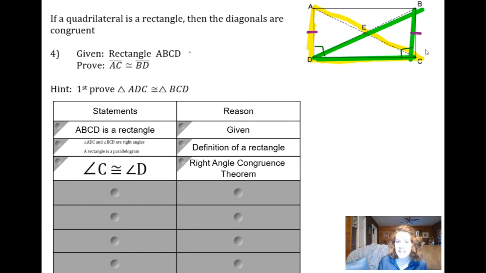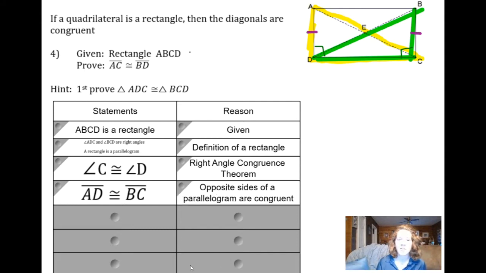Notice that I'm marking it as I go because that's going to help me figure out what sort of congruence I have in the end. So AD is congruent to BC. I know that because opposite sides of a parallelogram are congruent. There's not a nice pretty theorem name for that. You just have to state this is fact. It's a fact that we've proven.